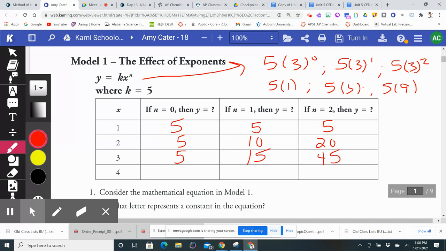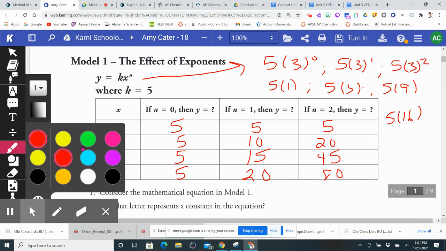Okay? All right? For the fourth one, what's it going to be? 5. You should see a pattern here. And the next one would be 20. And 5 times, let's see, 4 squared is 16. So that's going to be 30, carry 3, 80. Okay? All right. So we have the table filled in.